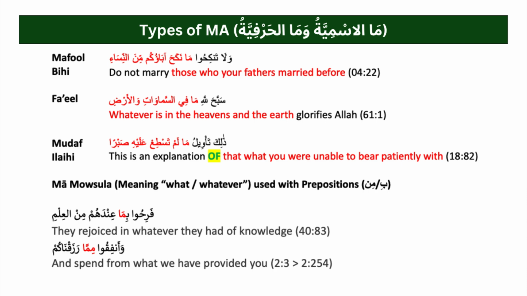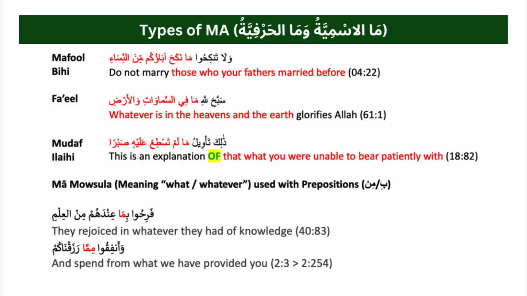The third role shown is mudaf ilayh. The verse is ذَلِكَ تَأْوِيلُ مَا لَمْ تَسْتَطِعْ عَلَيْهِ صَبْرًا. This is the explanation of that which you were unable to bear patiently. Here ma is part of a relative construction functioning after ta'wilu, so it is being shown as mudaf ilayh in this usage. Then the slide gives one more useful heading, ma mausula used with prepositions, meaning when ma comes after a preposition such as bi or min.